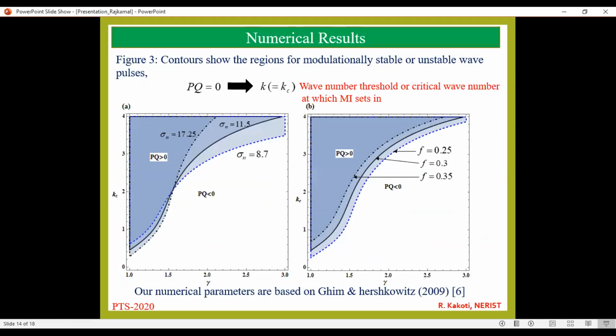Now, coming to the results, we have drawn the contours for PQ equal to 0 to investigate the regions for stable and unstable pulses. In the blue colored regions, the waves are modulationally unstable, and here they are stable. Now, the critical wave number at which modulational instability sets in is represented by this line.